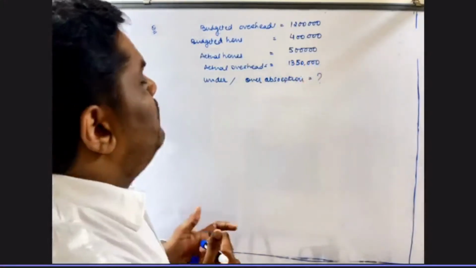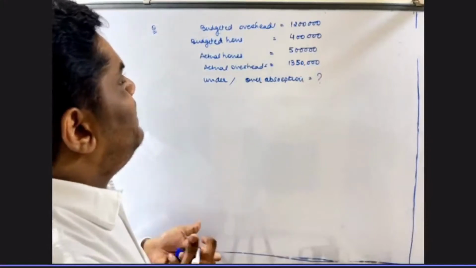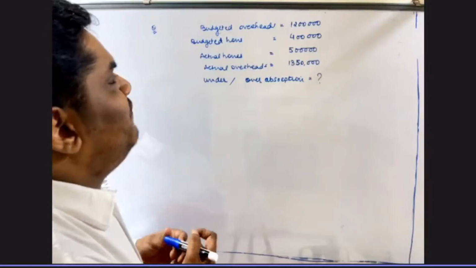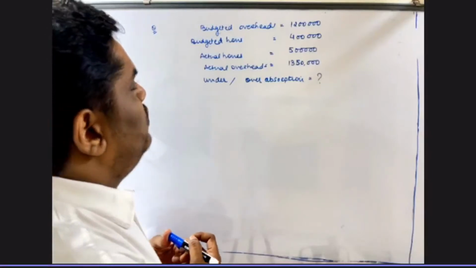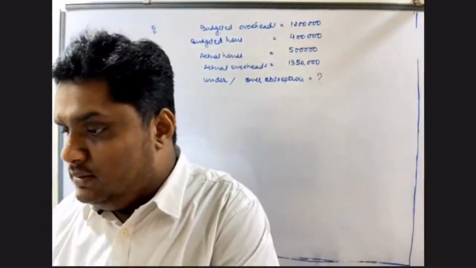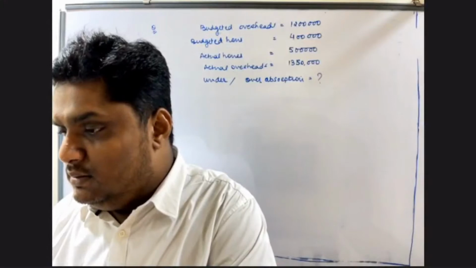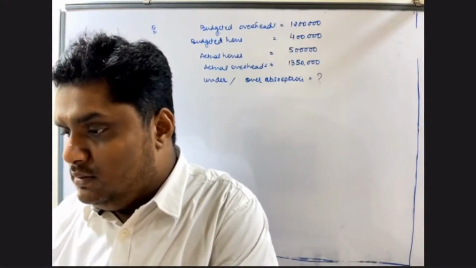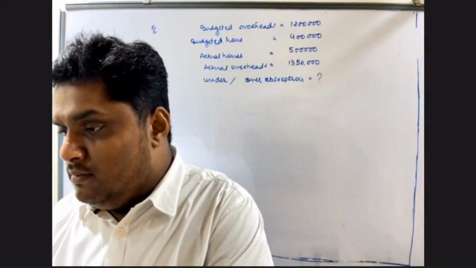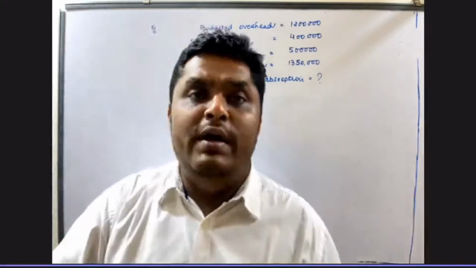So my budgeted overheads are 12 lakh. My budgeted hours are 4 lakh. Actual hours are 5 lakh and actual overheads are 13 lakh 50,000. Waiting for your answers, guys. Now, quick. This time I want the correct answer from all of you.